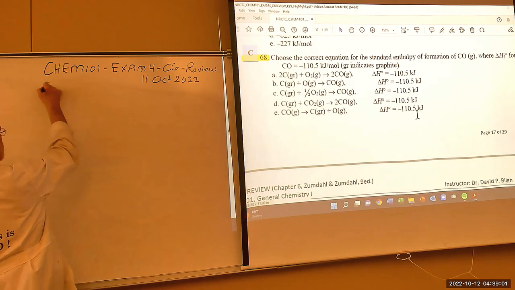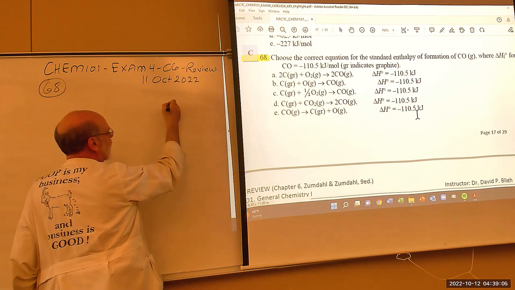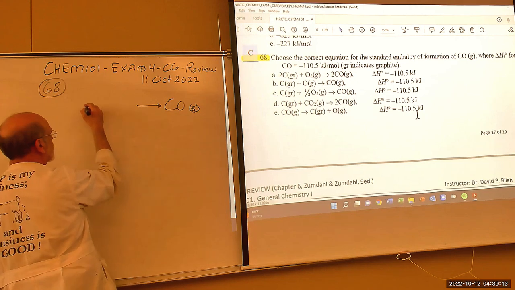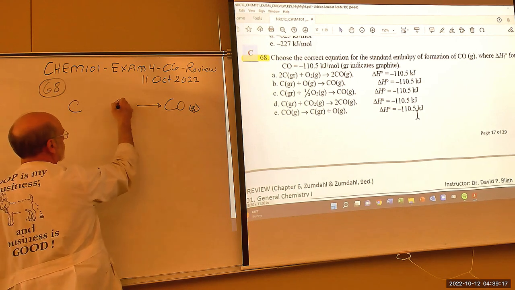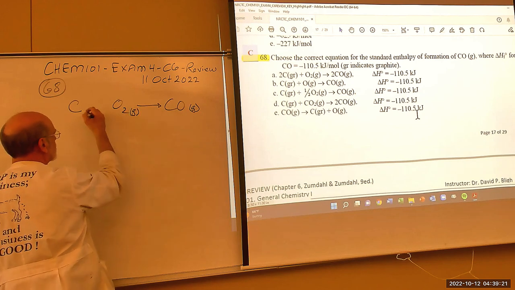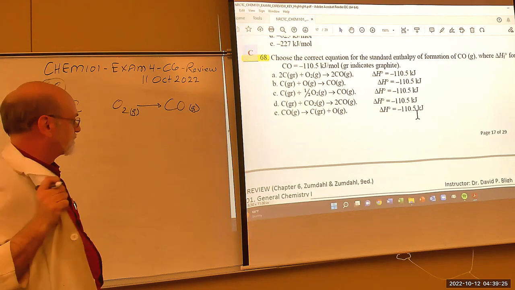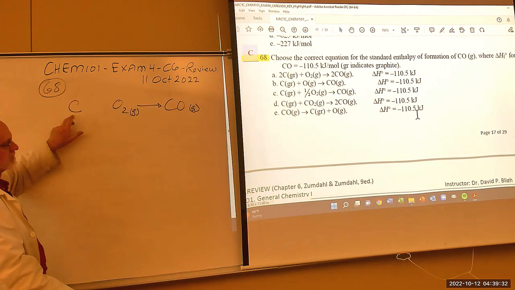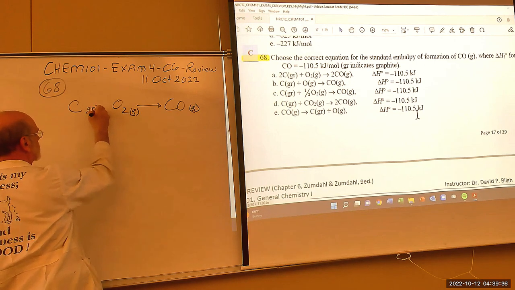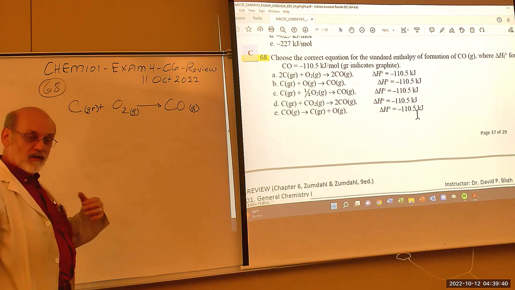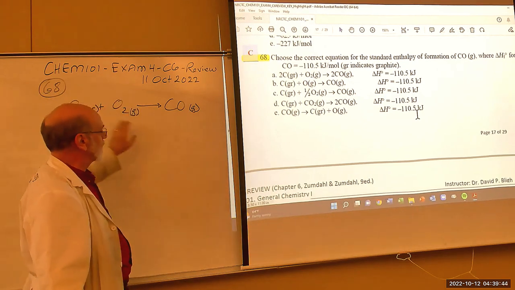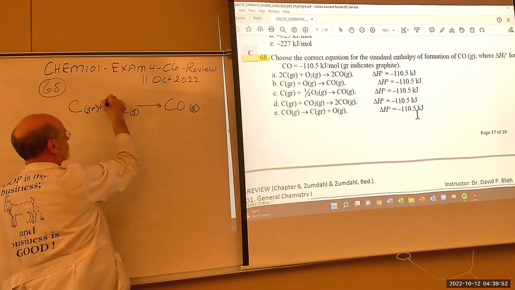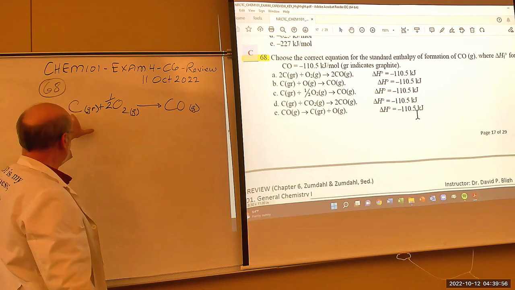I think I can stay on this side of the board now. 68. You start with the product, CO gas. And over here, you have the elements in their most stable form, O2. This is going to be a gas. This is going to be, at room temperature and 1 atmosphere pressure, graphite. All right. Now we balance the equation with coefficients on this side only. This side is always one mole. So we only need one oxygen. So a half of an O2 gives us one oxygen and then one carbon.